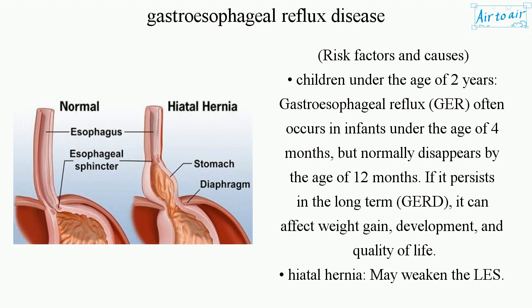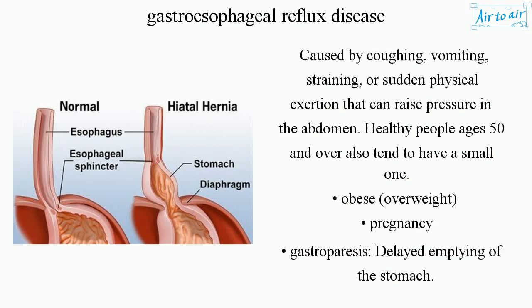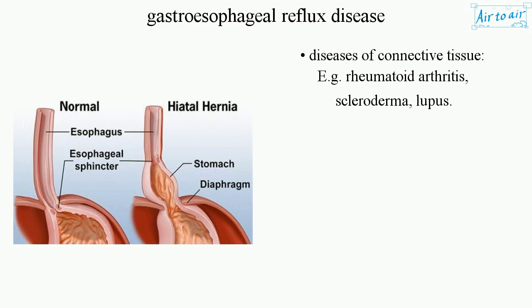Hiatal hernia may weaken the LES, caused by coughing, vomiting, straining, or sudden physical exertion that can raise pressure in the abdomen. Healthy people ages 50 and over also tend to have a small one. Obesity, being overweight, pregnancy, gastroparesis, delayed emptying of the stomach. Diseases of connective tissue, e.g. rheumatoid arthritis, scleroderma, lupus.